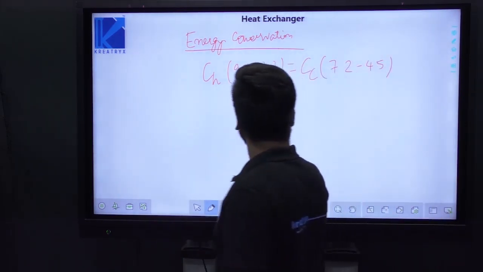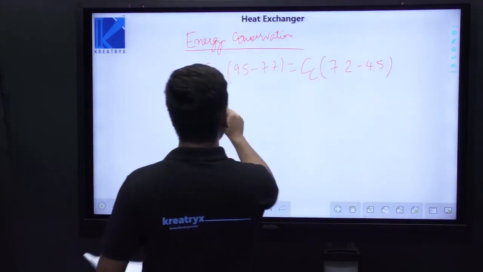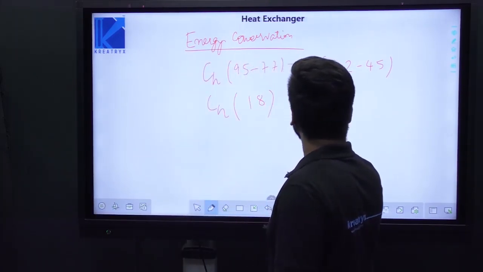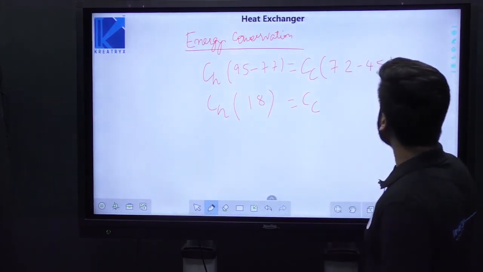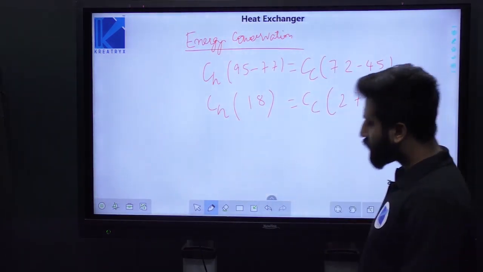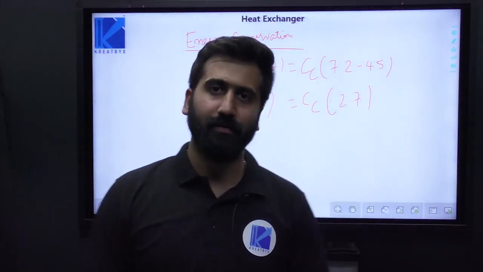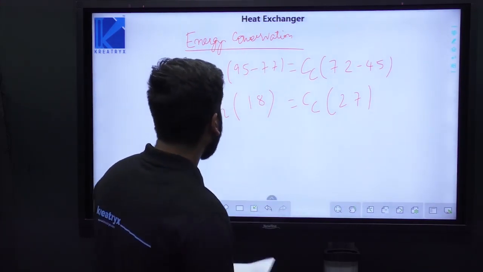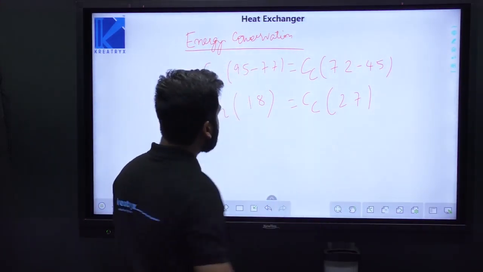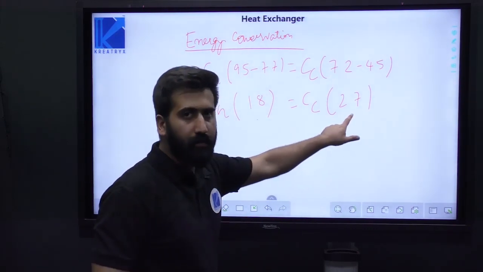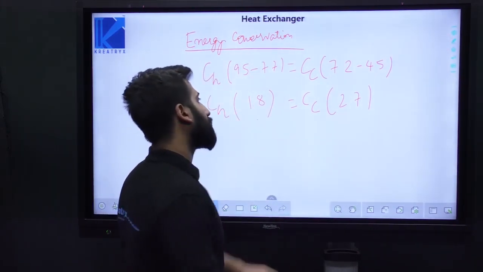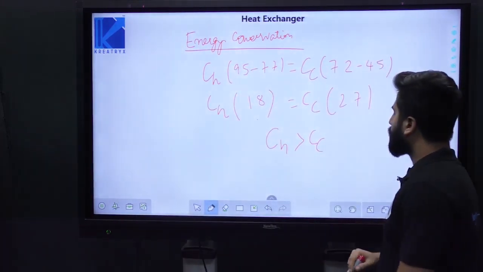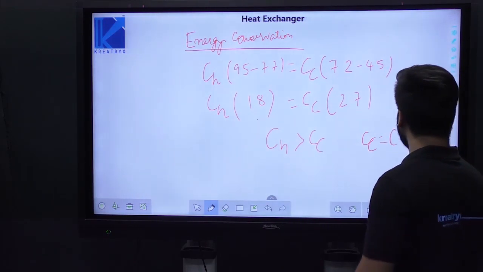So this is 95 minus 77, that is 18, and this is equal to CC times 27. Okay, this is 27. Can I decide now? Yes, I can decide. Which is bigger, CH or CC? These two terms have to be equal. So if this is smaller, 18 is smaller than 27, that means CH has to be bigger than CC. So that means CC corresponds to C minimum.